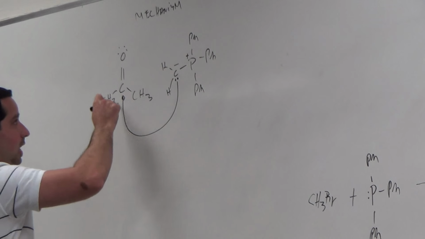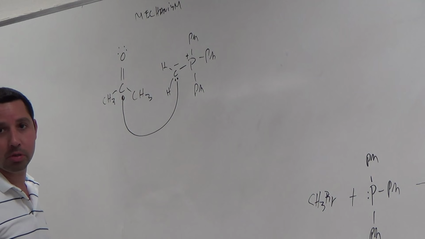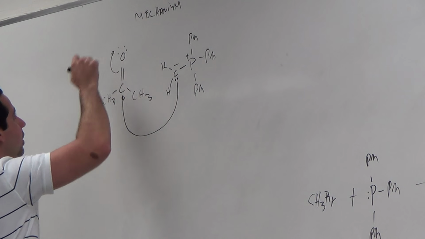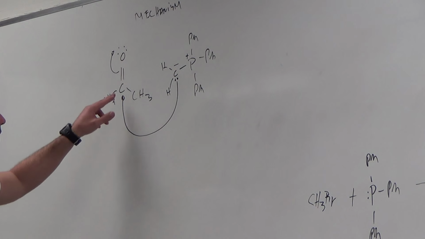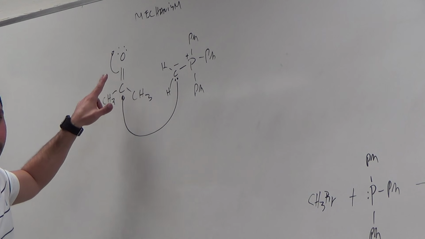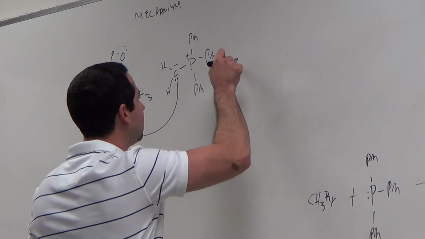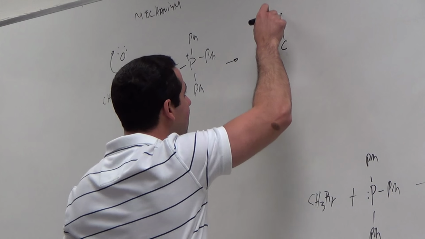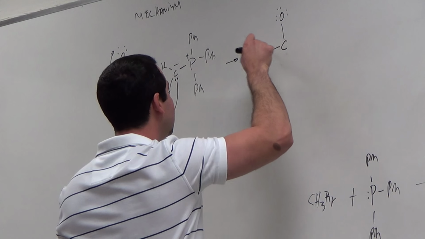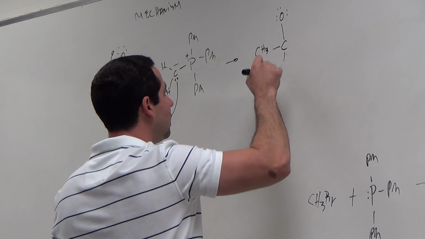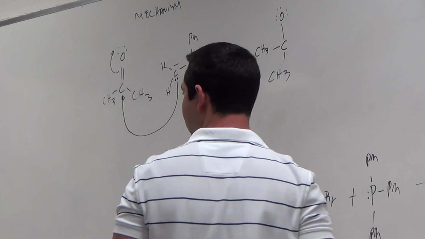So, it attacks there and then what? And then the electrons go up. Very good. How do you know electrons go up? Because carbon cannot hold more, cannot make five bonds. So here, electrons went up. That's a negative on that oxygen. CH3, and then CH3, yes?